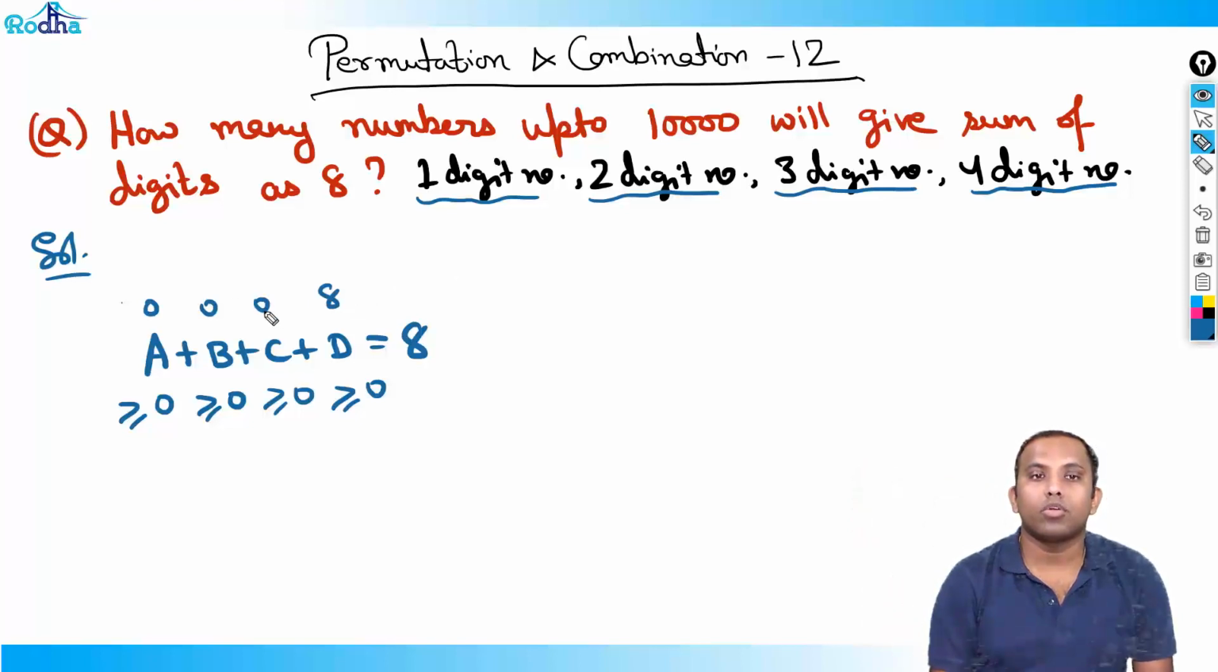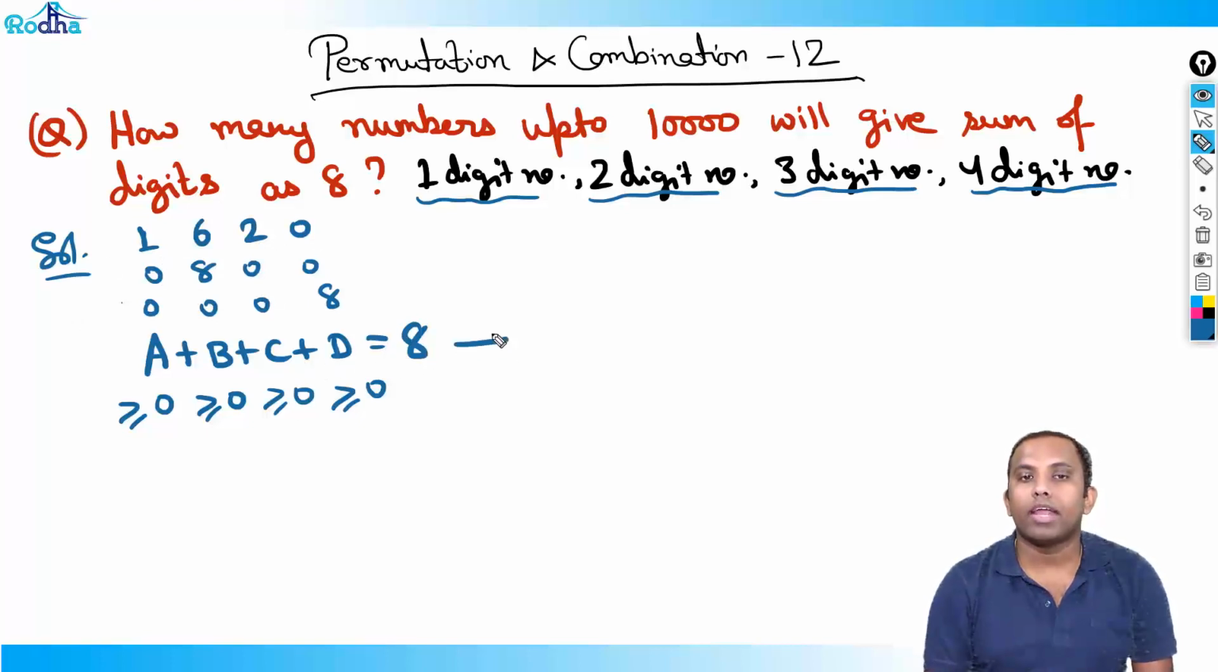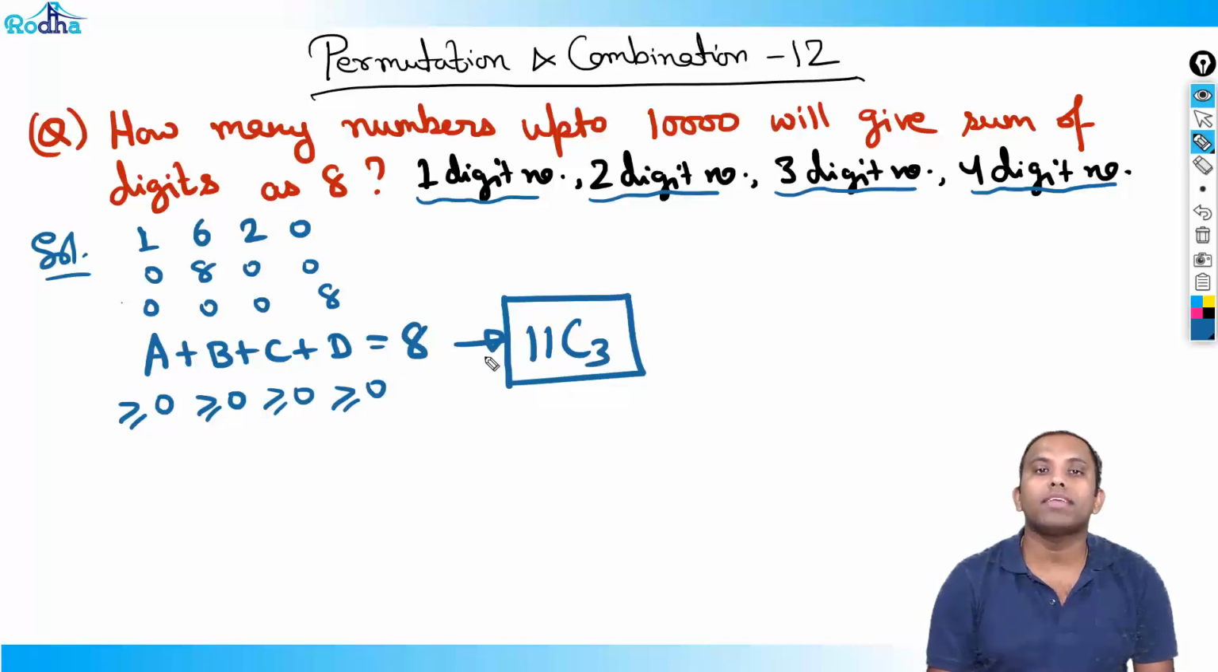That means 0, 0, 0, 8, or it also covers the case like 0, 8, 0, 0. So one digit number, three digit number, like this, all the cases will be covered, right? In this, those cases are also covered where a is equal to 1, b equal to 6, c equal to 2, let's say, and d is 0. So when a plus b plus c plus d is equal to 8, its number of solutions is 8 plus 3, 11C3. So 11C3 means every possible case and its shufflings are covered.